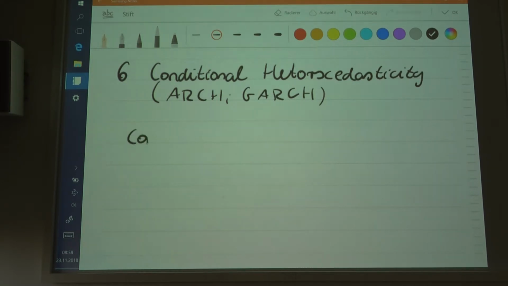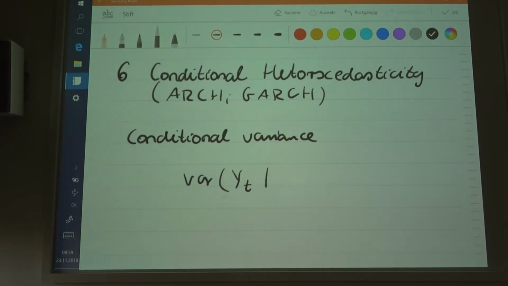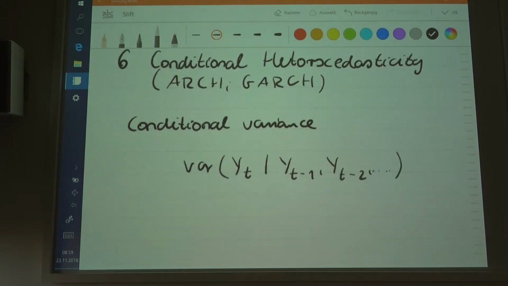The conditional variance is basically the variance of the process given its past. We were looking at the conditional values. So the conditional variance given its past can be time dependent. It doesn't necessarily have to be, but it can be.